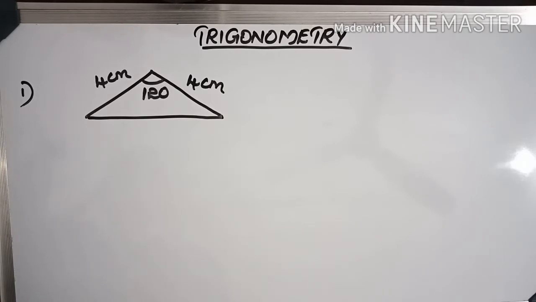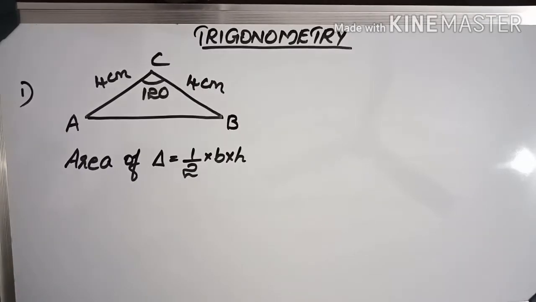Area. So in order to find the area, what is the equation? Area of triangle equation is what? That is half into b into h. So in order to find this area, we need base and height. Base we need and height also we need, then only we can find the area of this triangle. But here base is not given and height also not given, so we need to find them first.